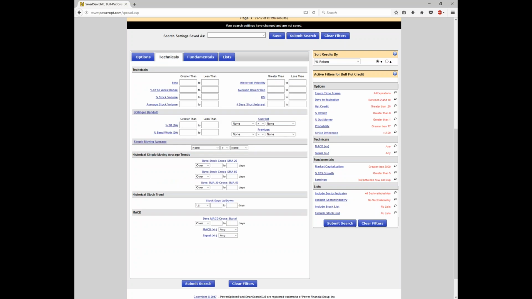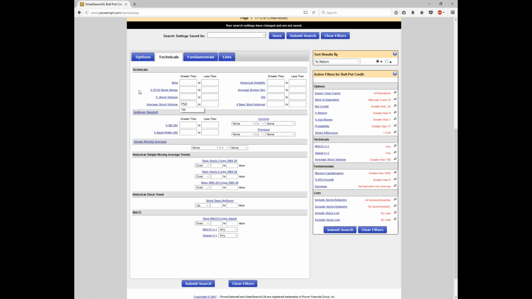Now the technicals. Some of you might bottom feed. You might want to look for stocks that are trading within the lower 20 percentile of their 52-week trading range. That's available here. If you want to look for stocks that are trading on higher stock volume, that's also available. I'm just going to look for an average stock volume. This one here is measured in thousands, so I'm going to just look for stocks that trade at least 750,000 shares on average per day.